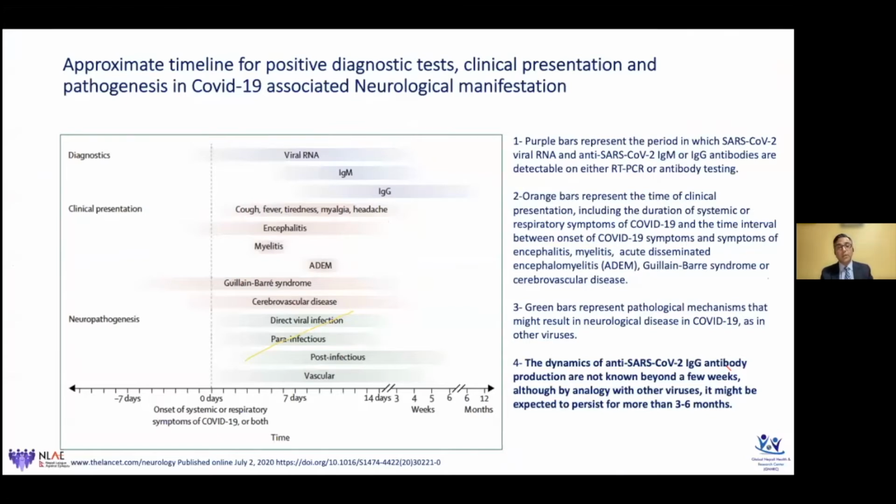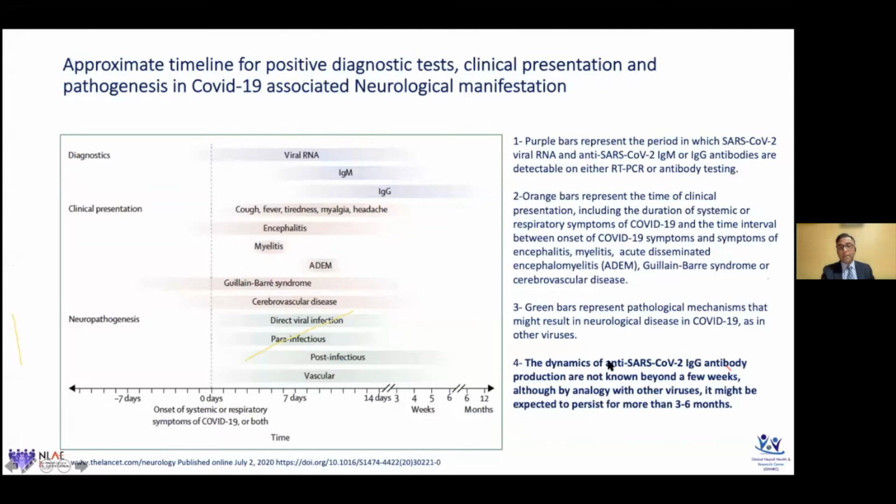Now let's look at this table, which shows the diagnostics, clinical presentation, and neuropathogenesis. This purple bar represents PCR testing, which becomes positive around 6 to 7 days, followed by IgG and IgM, which come after 7 days. But clinical presentations come a lot earlier than that, with cough, fever, tiredness, myalgia, headache, encephalitis, and myelitis, including ADEM. Guillain-Barré syndrome appears even earlier than that, and stroke, and then direct viral infections and para-infectious and post-infectious syndromes. This is the line somebody has drawn. It's not me, so ignore that.